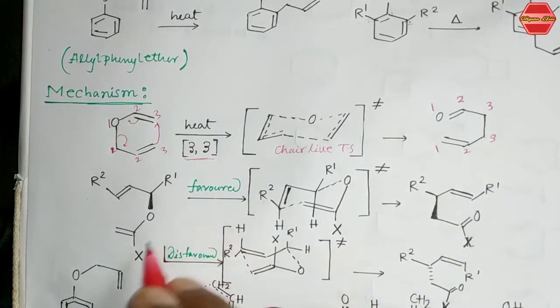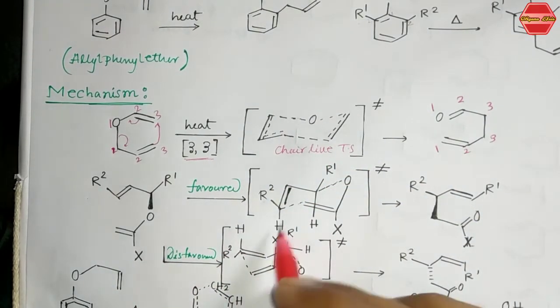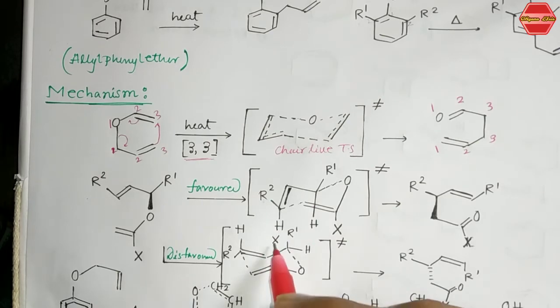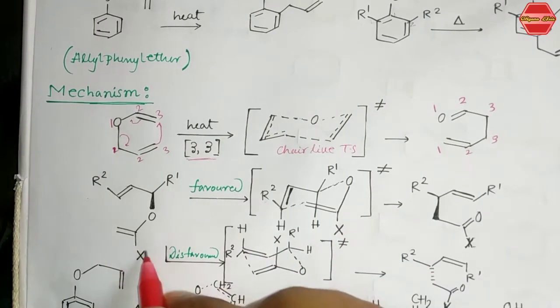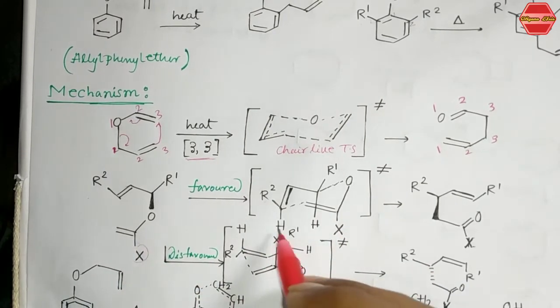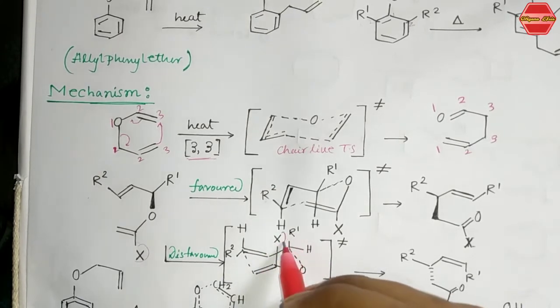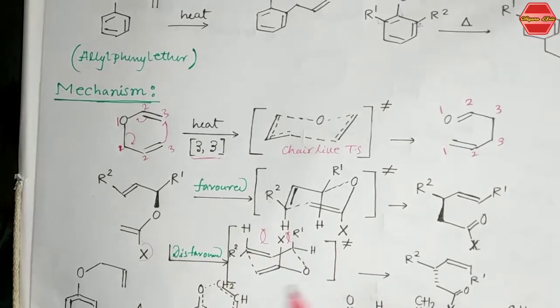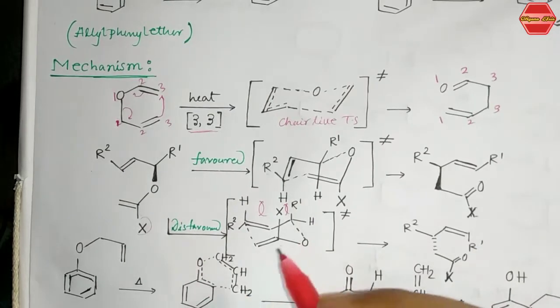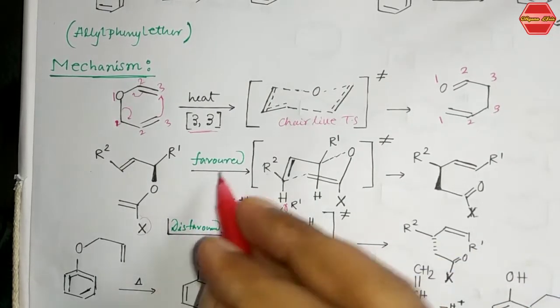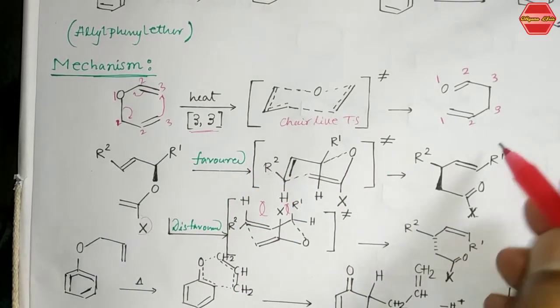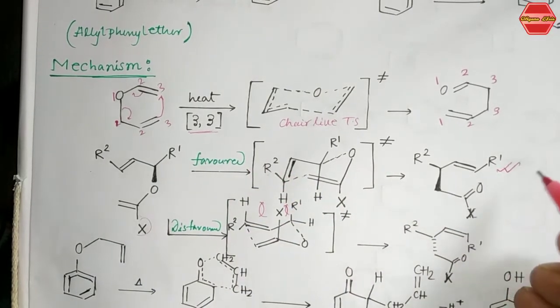But if you put this R1 in axial and this X is in axial, so this X group is in axial, there is a severe 1,3-syndiaxial interaction. So that is why this pathway is disfavored. So this pathway is favored, so that is why you are getting this kind of product.